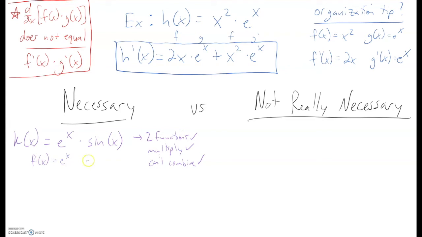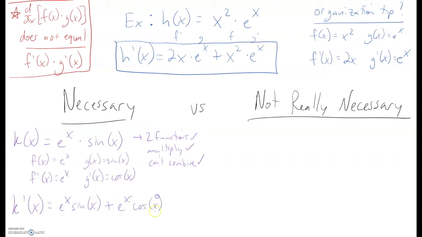And so we'll set up our two functions, call the first function e to the x, our second function is sine of x. The derivative of the first function will be e to the x again, and the derivative of our second function would be cosine of x. And now all we need to do is drop this into the formula. k prime of x will be the derivative of the first times the second left alone, or e to the x times sine of x, plus the first function left alone times the derivative of the second, which is cosine of x.